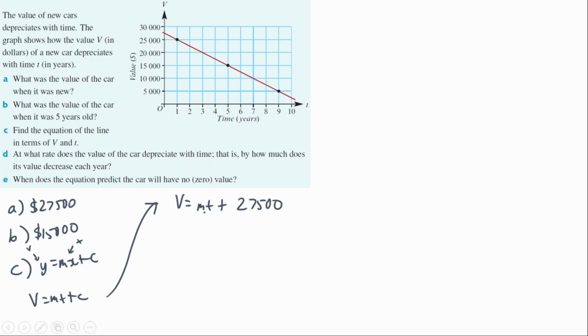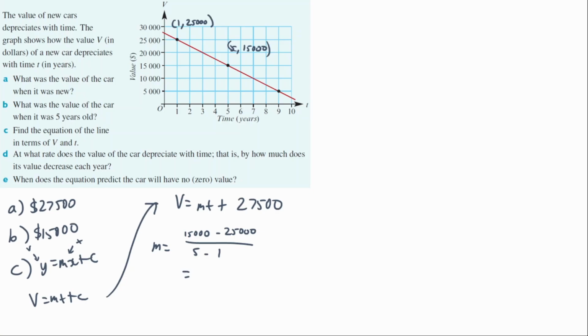So all I need to do now is find m. And to find m, just pick any 2 points on the graph. Let's just go with 2 that are already picked for us. So m, rise over run, or y2 minus y1 over x2 minus x1. So this one, I'll start right there. That'll be 1, 25,000, and that will be 5, 15,000. Let's use those 2 points. So let's call y2 15,000 and y1 25,000. And x2 let's call 5, and that means x1 will be 1.